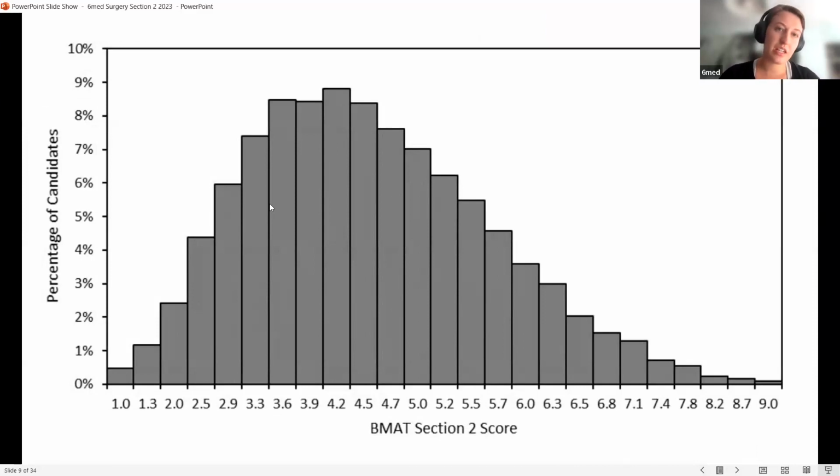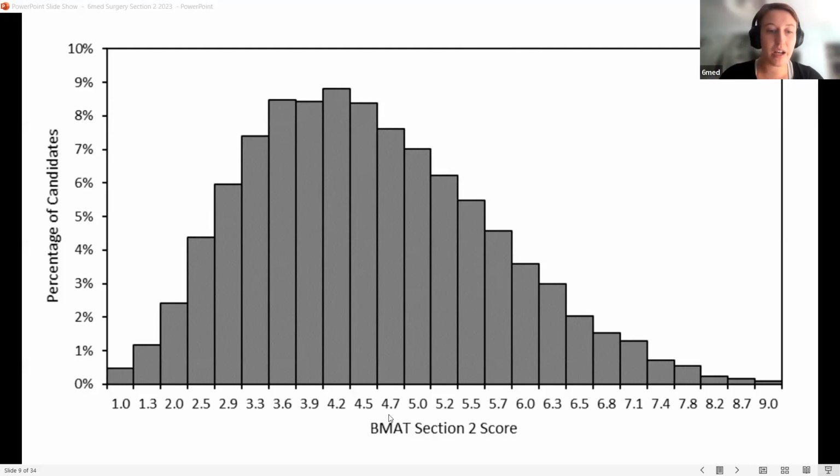Okay, so this is the distribution from last year for section 2. I feel like section 2 tends to be more of a standard distribution than section 1. And you can hopefully see that the majority of scores are between, you've got our peak essentially from 3.5, 3.6 to 4.5. So that's your middle peak, and then you've got tailing off either end.